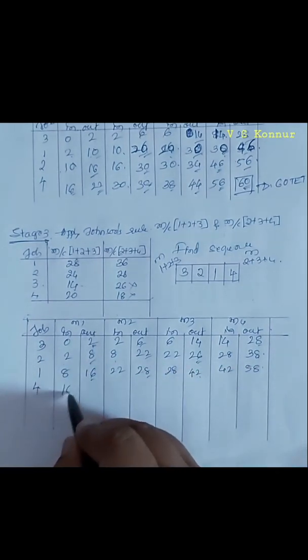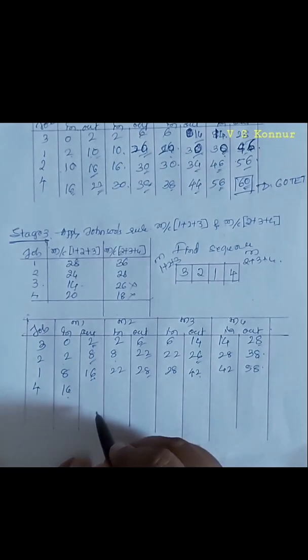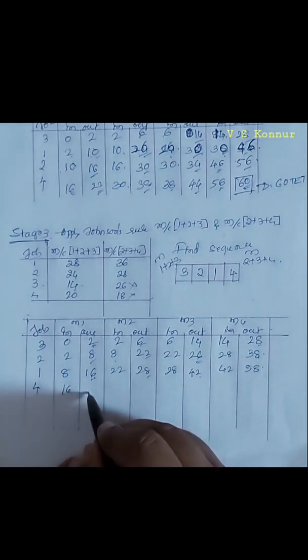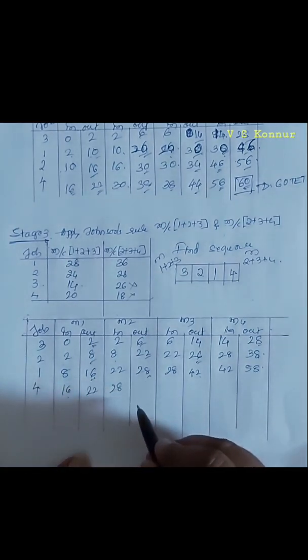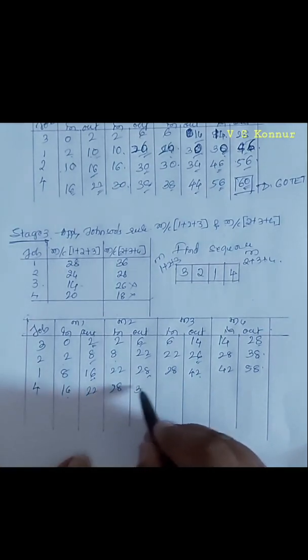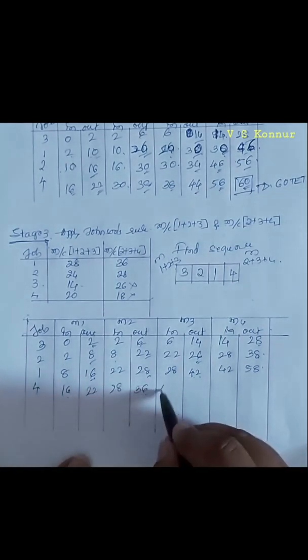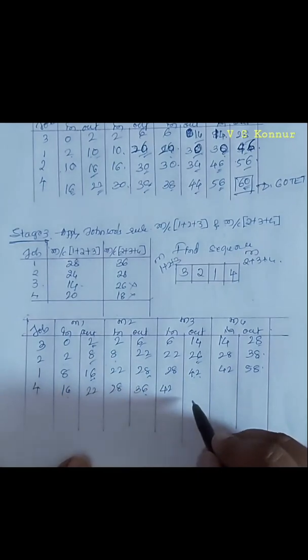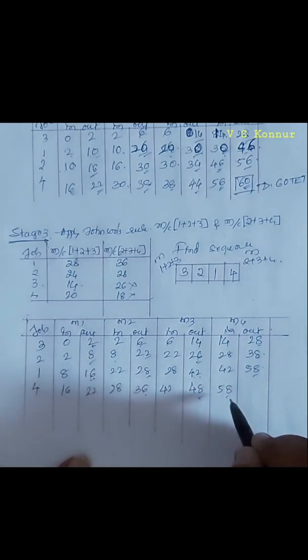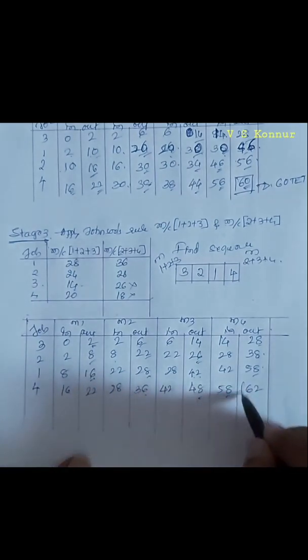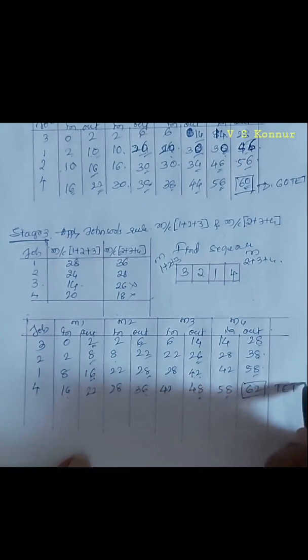Next, fourth job entering in 16 hours, right? It requires 6 hours to complete, so 22. Comparison 28. Fourth job requires 8 hours to complete at second machine, 36. Comparison 42 and 36, 42 is maximum. So fourth job at third machine requires 6 hours to complete, 48. Comparison of 48 and 58, 58 is maximum, requires 4 hours, so 62 total elapsed time.